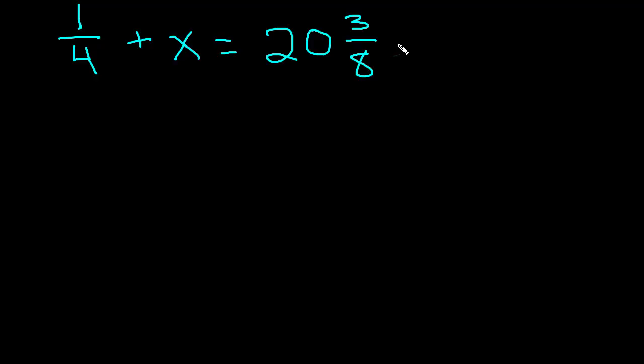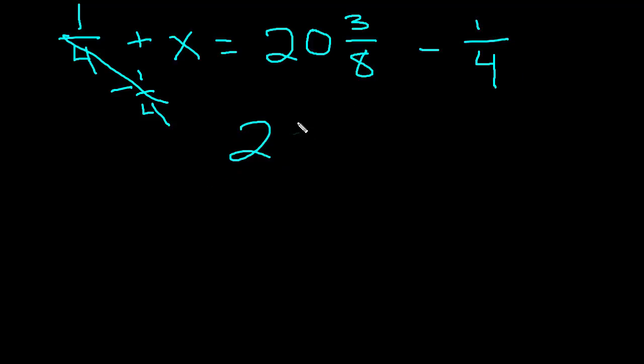So again, I'm just going to solve this the same way I would a regular equation. I'm going to do the opposite here to get x by itself. So I have 1/4 plus x. I'm going to subtract 1/4 from that side. Those will cancel out. And that means I'm also going to subtract 1/4 over here. And then I just work this out like I would any subtraction fraction problem.